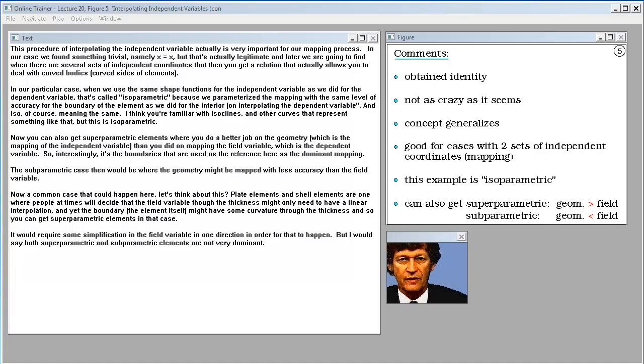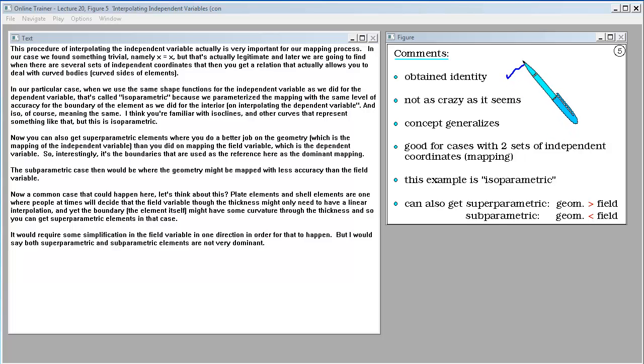This procedure of interpolating the independent variable actually is very important for our mapping process. In our case, we found something trivial, namely x equals x, but that's actually legitimate, and later we're going to find when there are several sets of independent coordinates that you get a relation that actually allows you to deal with curved bodies, curved sides of elements.